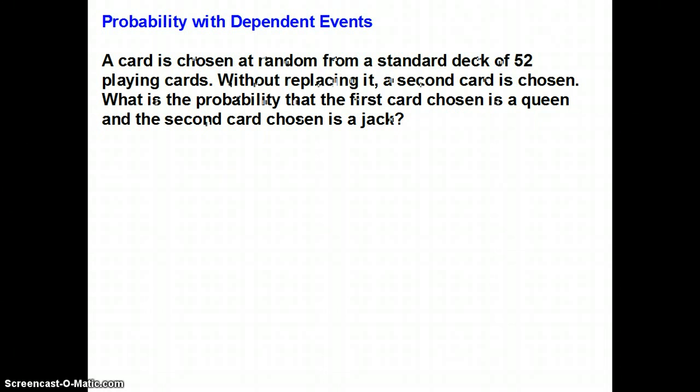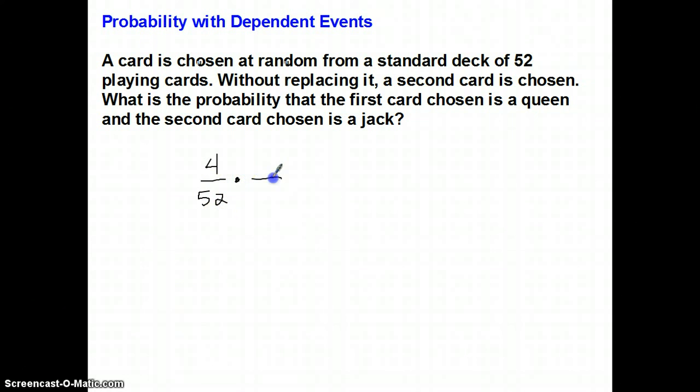We have a card chosen at random from a standard deck of 52 playing cards. Without replacing it, a second card is chosen. What is the probability that the first card chosen is a queen and the second card chosen is a jack? So recall from the previous problems that there are 4 queens within a standard deck of 52 cards, and there are also 4 jacks within a standard deck of 52 cards. So we first have a 4 out of 52 chance of selecting a queen.